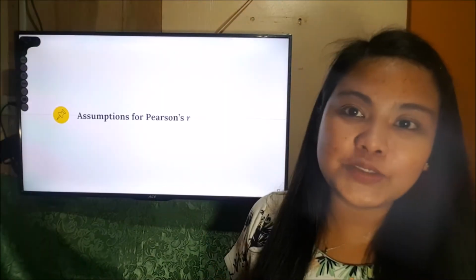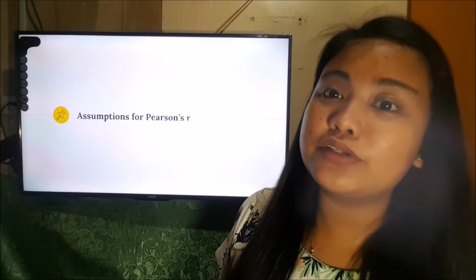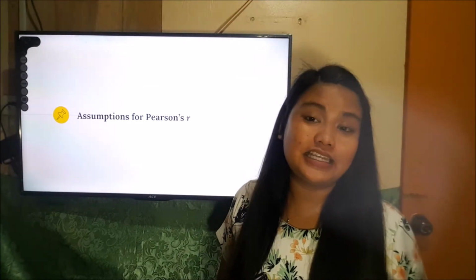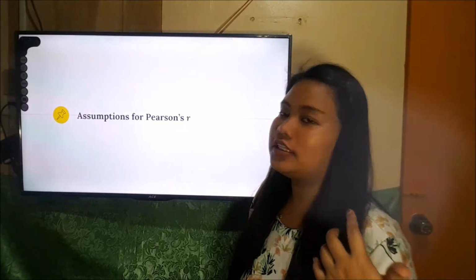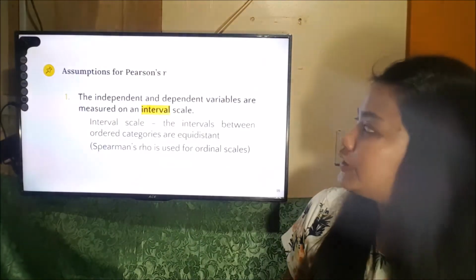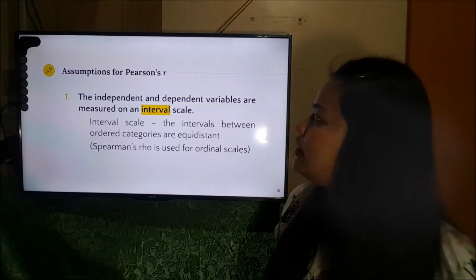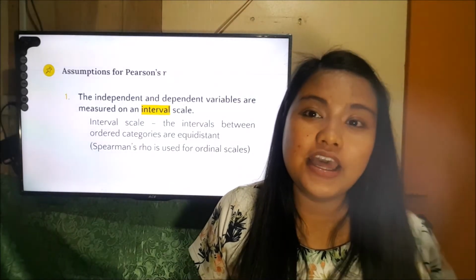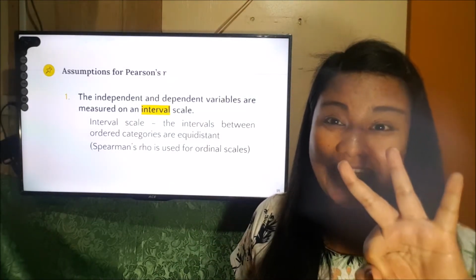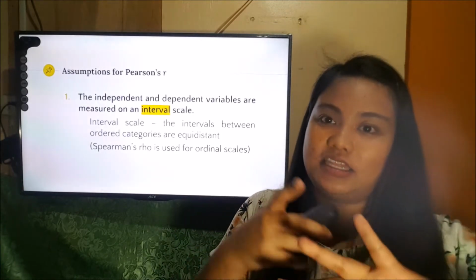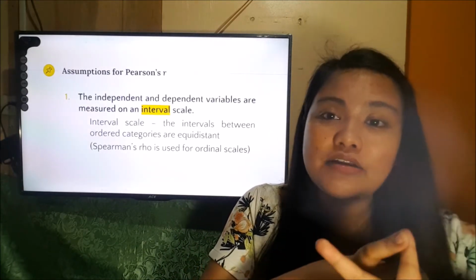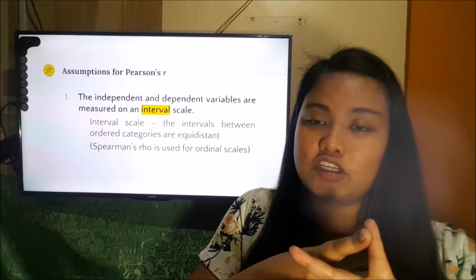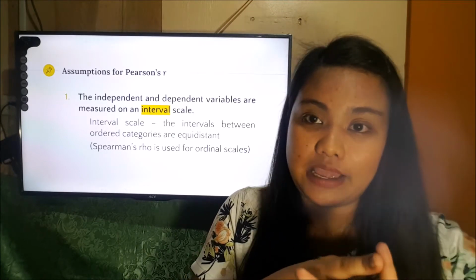Okay? Now, let us proceed to the assumptions for Pearson's R, or the conditions that we have to meet in using Pearson's R. The first assumption is that the independent and dependent variables are measured on an interval scale. If you can remember, we have three scales: the nominal, the ordinal, and the interval. And it is interval which gives the most information about variable levels, okay?